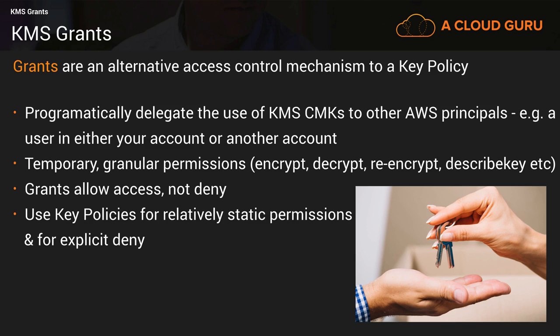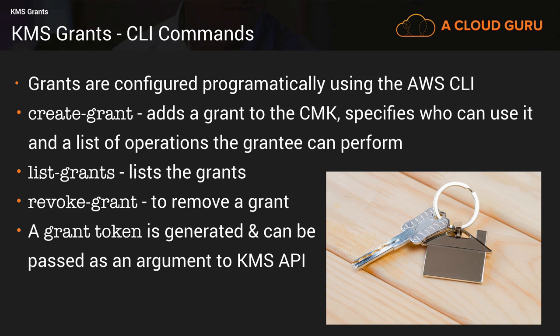Grants are configured programmatically using the AWS CLI, and there are three main commands that you need to know about. Firstly, there is create grant, which adds a new grant to the CMK, specifies who can use it, and also provides a list of operations that the user or the grantee can perform. We also have list grants, which you can use to list all the grants that have been configured for your CMK. And finally, there is revoke grant, which is the command you use if you want to remove or revoke a grant.